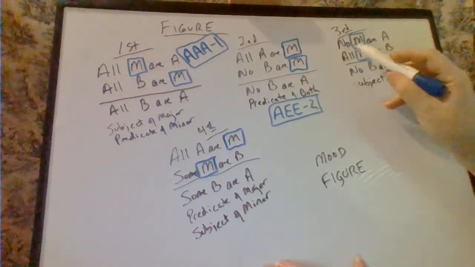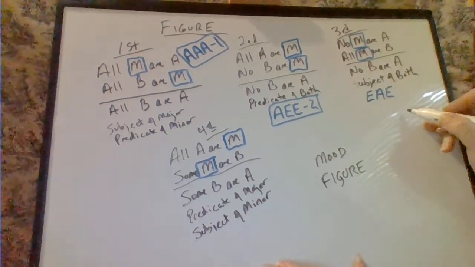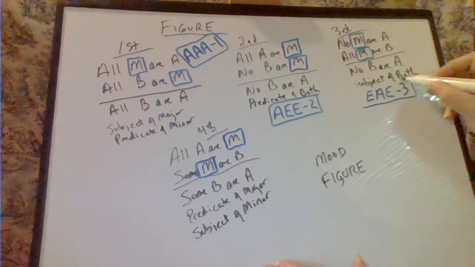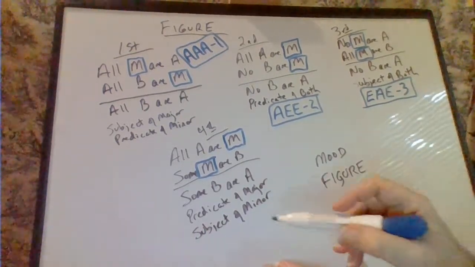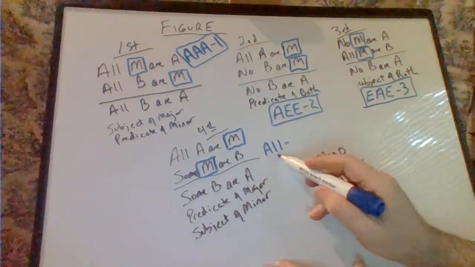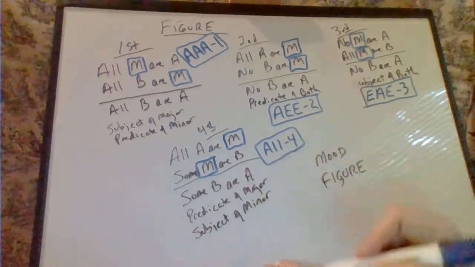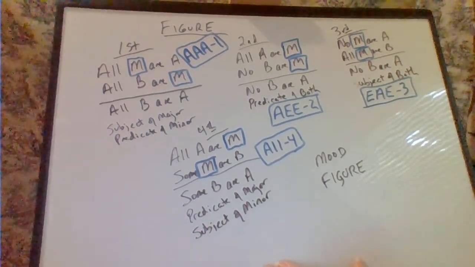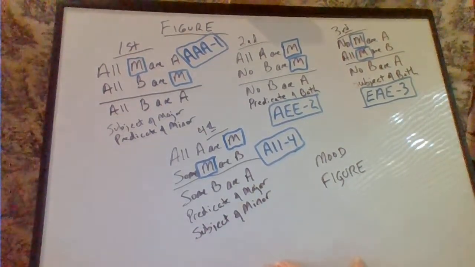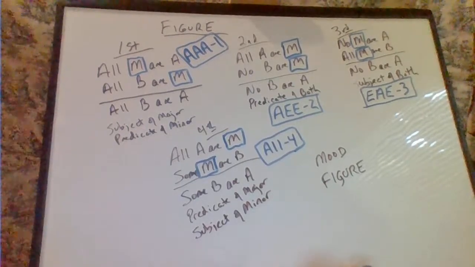Let's look at the third one. We have no R, that's an E, all R, that's an A, and no R, that's an E. So the mood, E-A-E, the middle term is in the subject position of both, which makes it a third figure. Okay. So E-A-E, figure three. And the last one here, we've got all R, that's an A, some R, that's an I, some R, that's an I. So the mood is A-I-I. The middle term is in the predicate of the major, the subject of the minor. That makes it a figure 4. Okay, so it's actually pretty easy once you get the hang of it. And, you know, like I said, if you take that cheat sheet that I gave you, it's got all this right in front of you. So you can look at it, and right there you've got what the A, E, I, and O are. You've got what the four figures are. So it's just a matter of working them out.